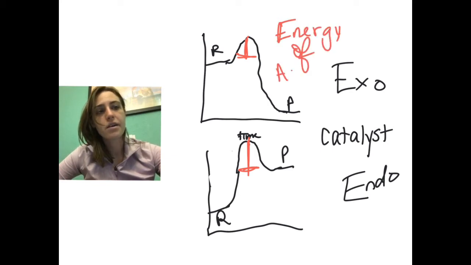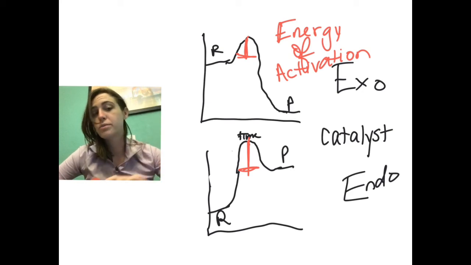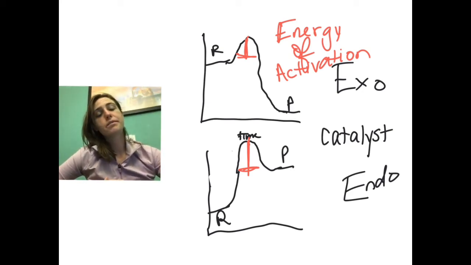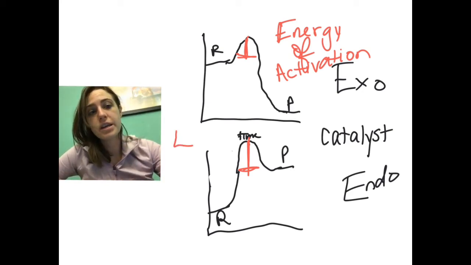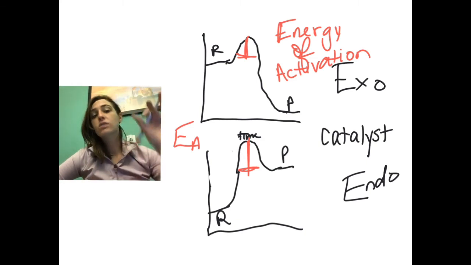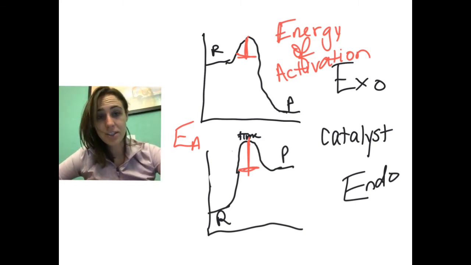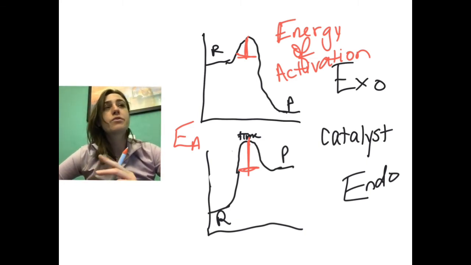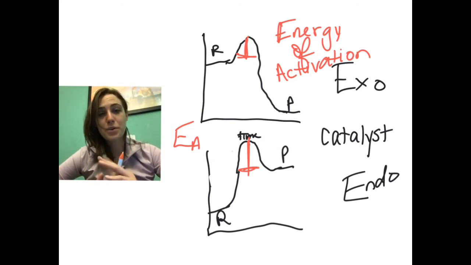The energy of activation is the amount of energy that you need to put into a reaction in order for it to move forward. Sometimes you'll see it abbreviated as EA or something like that. What a catalyst does is it lowers the energy of activation. Before we get too much further with our definitions, let me show you a quick demo of how a catalyst works in an experiment.